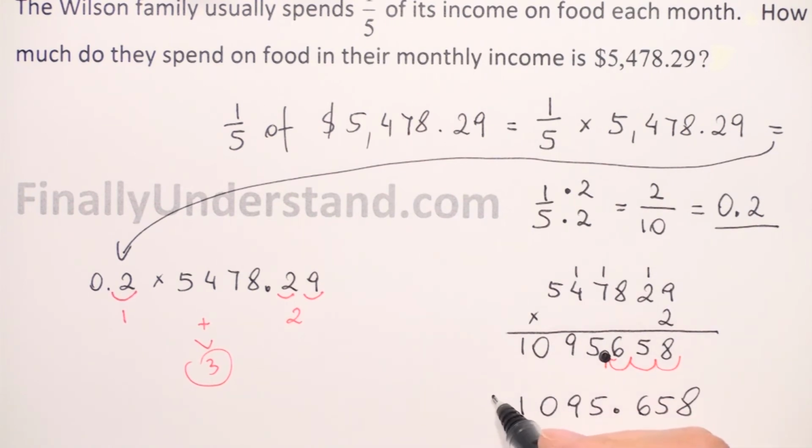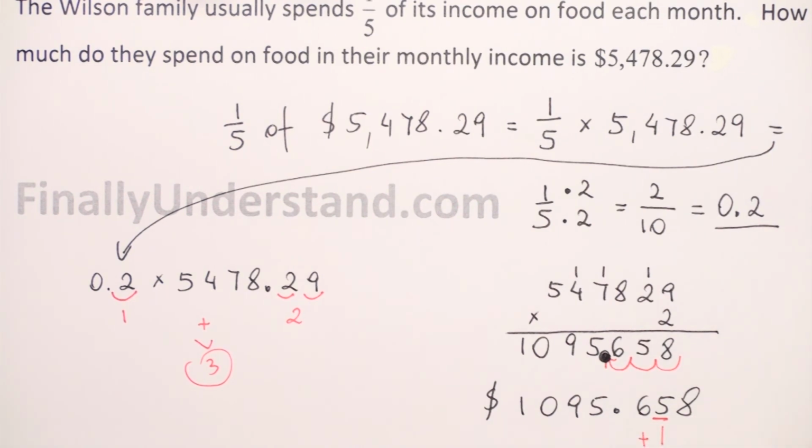And what else? Because this is with a dollar symbol, we calculate how much they spend on food each month. We have $1,095.658, and prices are given only with cents, so we need to have only 2 digits after the decimal point, so we have to round to the hundredths. We check the digit after our underlined digits, which is 8. When we have 5 or a greater number, we need to add 1 to our underlined digit.